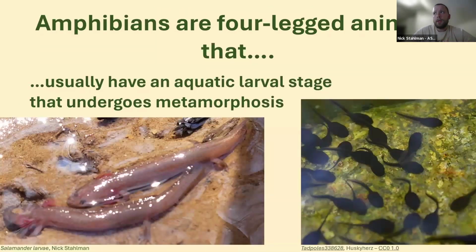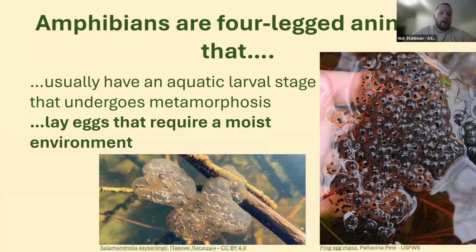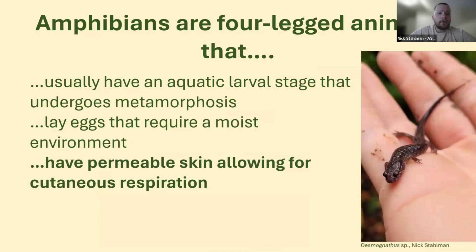So again, amphibians, and we're going to go through some of the traits here, are four-legged animals that undergo metamorphosis. They also lay eggs that require a moist environment. They are not amniotes. They do not have all those protective layers that help keep them from drying out. So instead, when they get laid, they're generally really small, but there's a gelatinous outer layer that swells with water to protect against predation and desiccation. And salamanders also have permeable skin, and this allows for cutaneous respiration. Essentially, they are breathing through their skin.